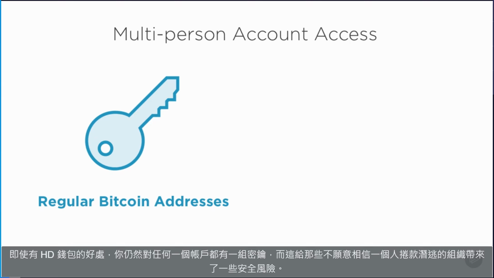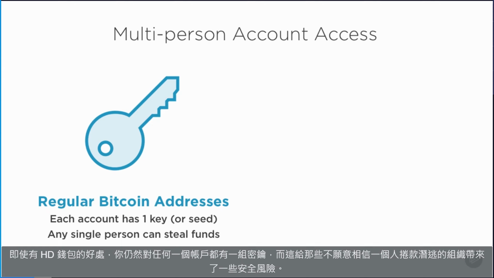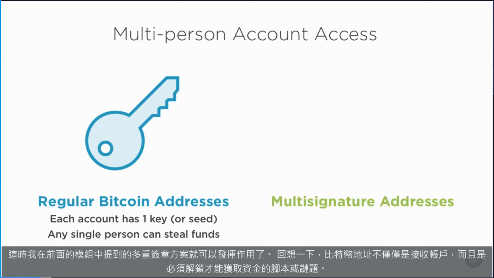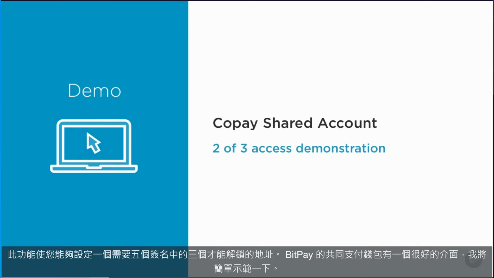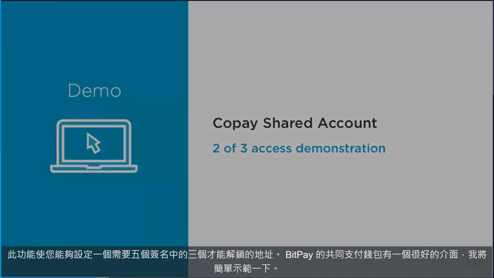Even with the benefits of HD wallets, you still have one set of keys for any given account. And this presents some security risk for any organization that doesn't want to trust just one person to run off with money. This is where the multi-signature scheme I mentioned in previous modules comes to the rescue. Recall that Bitcoin addresses are more than just receiving accounts, but are scripts or puzzles that must be unlocked to access funds. It's this feature that enables you to set up an address that requires, say, 3 of 5 signatures to unlock. BitPay's CoPay wallet has a nice interface for this, which I'll briefly demonstrate.